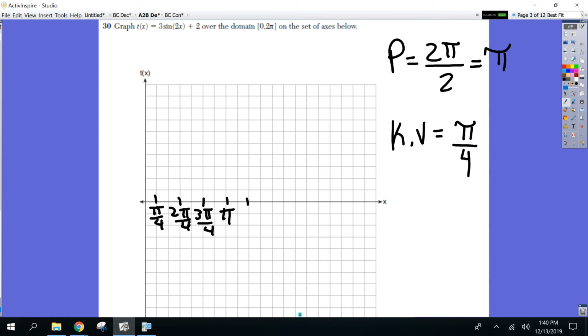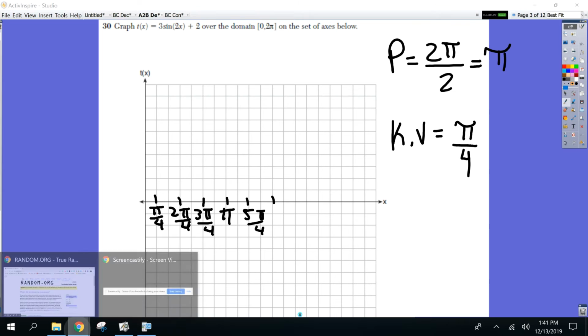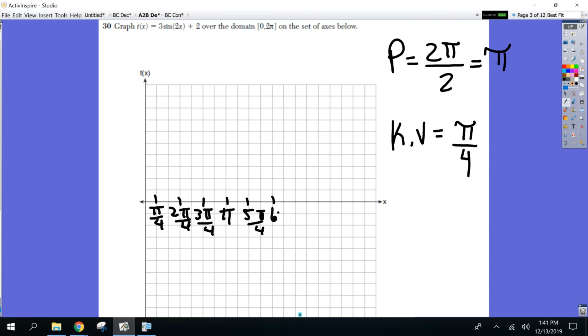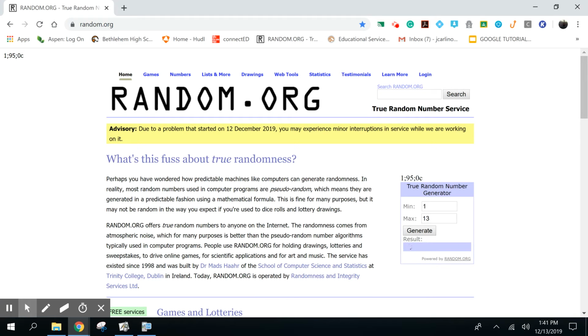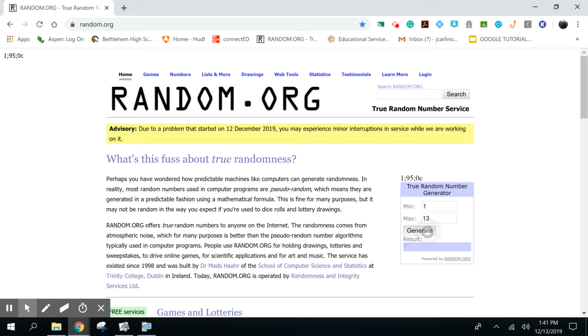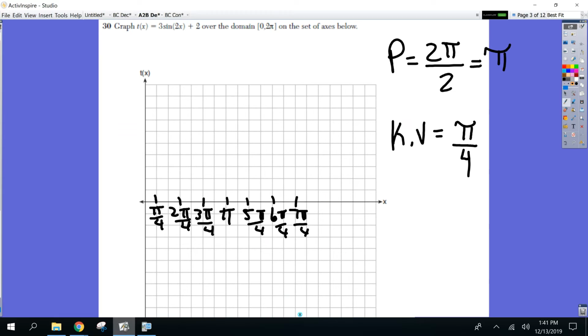It's going to be 5 pi over 4. Next one. Oops, wrong one. Next. Next one. Done. There's your x-axis.